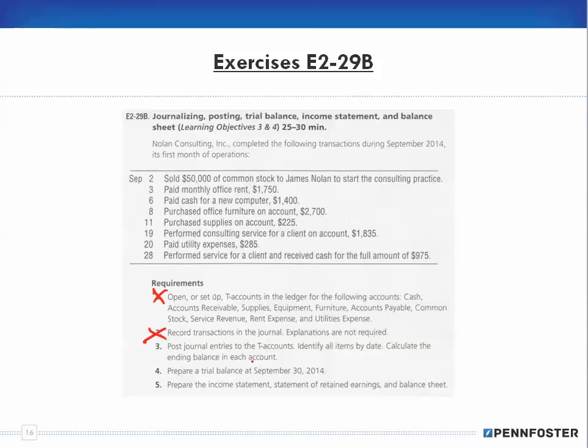Right, so I'm at 15 minutes and I'm going to stop the video here because even though it won't take too much time to post the journal entries to the T accounts, it's going to take time to do a little bit of the math. So I'm going to take this as a natural break and pick up in the next video.